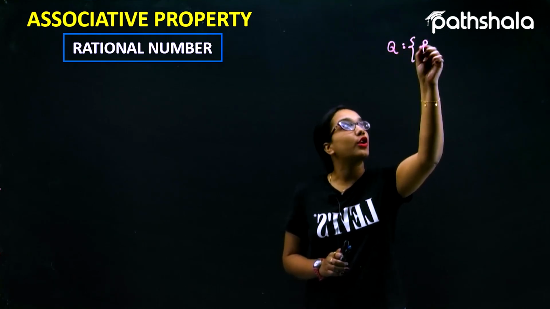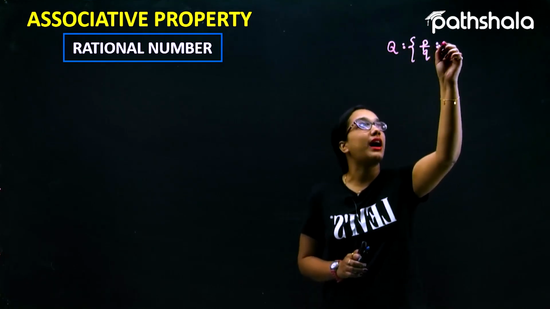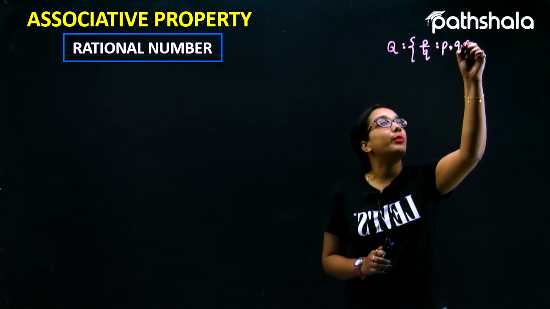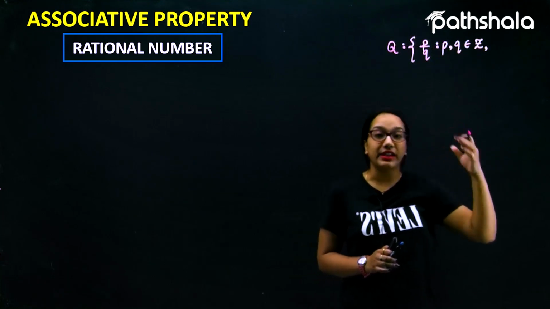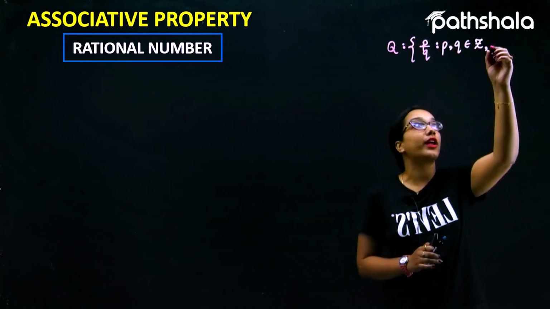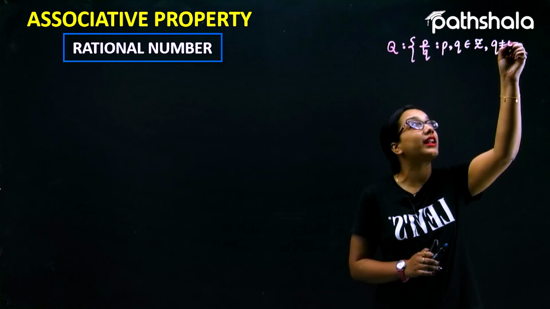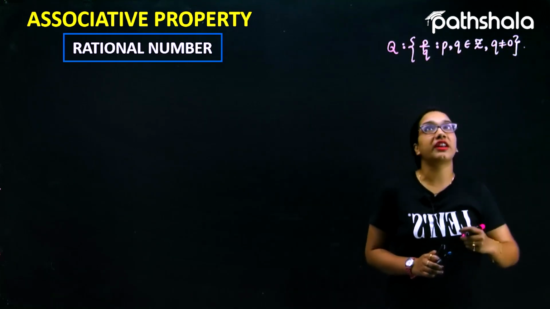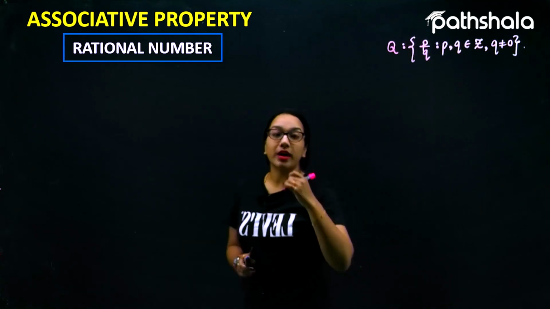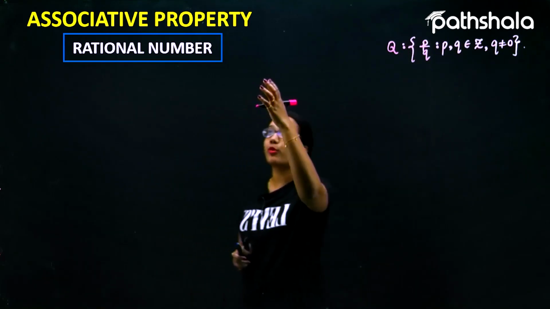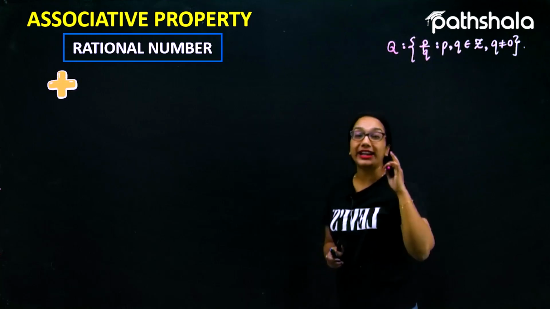numbers which are of the form P by Q such that P and Q belong to the integers, with the condition that Q cannot be 0, meaning the denominator cannot be 0 in case of the rational numbers which are of the form P by Q. So for an instance, we are talking about the associative property on the rational numbers for addition first.